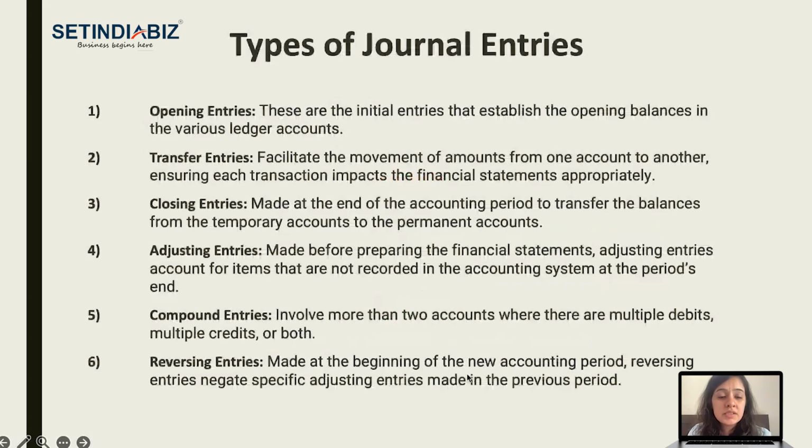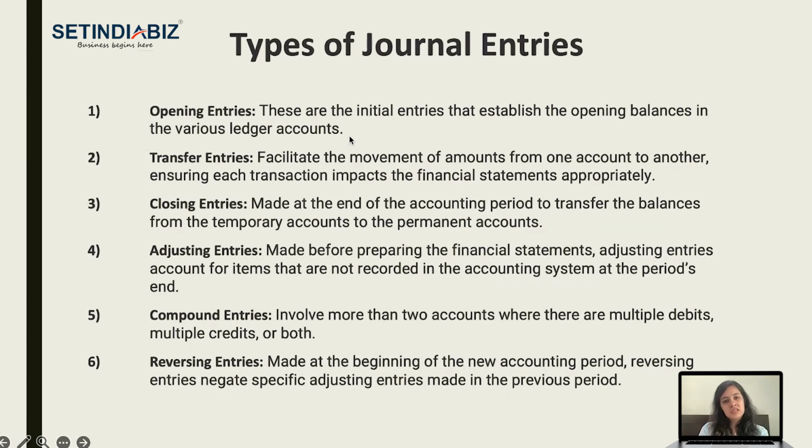Types of journal entries. Now there are various types of journal entries also. There is opening, there is transfer entry, there is closing entry, there is adjusting entry, there are compound entries, there are reversing entries, right? So we will see what kind of entries we have. Opening entries, it's very simple. The entries which we have to do initially when the financial transactions are being recorded. These are the initial entries that establish the opening balances in the various ledger accounts.